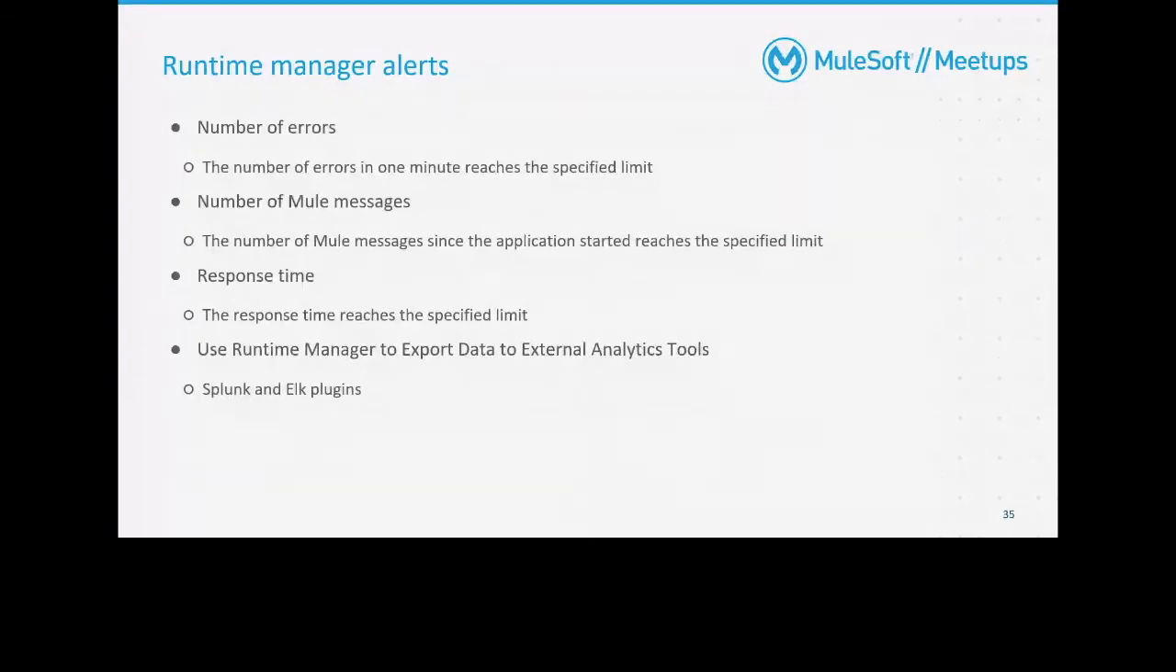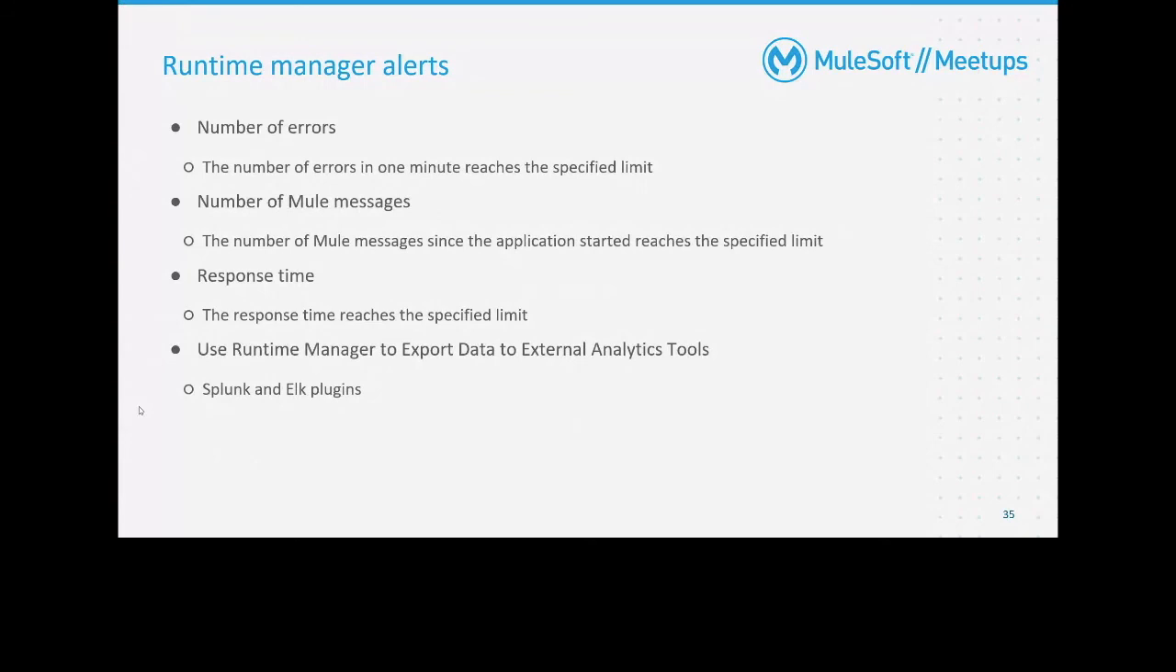The next part is the Runtime Manager alerts. These could also help in detecting any suspicious activity: if there are a large number of errors, a large number of new messages, or if the response time is longer than usual. And you can also export Runtime Manager logs to an external analytics tool through the plugins that are provided already. So these are all the ways that we can achieve API security.